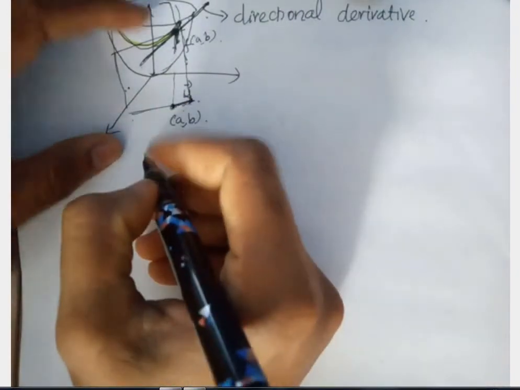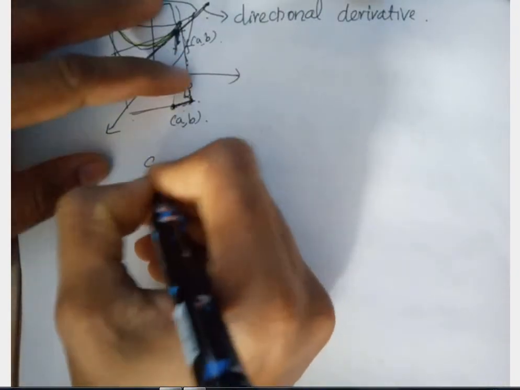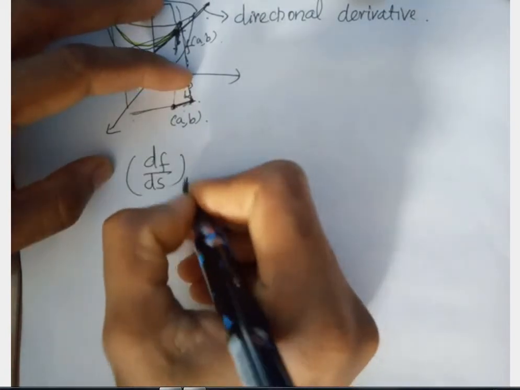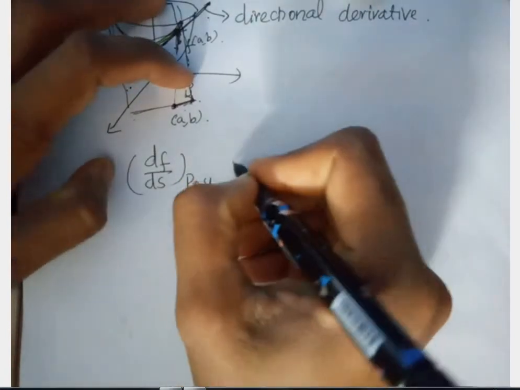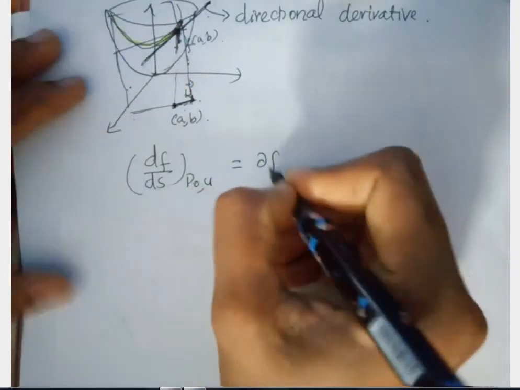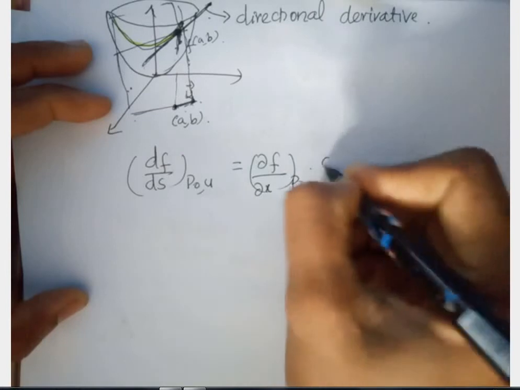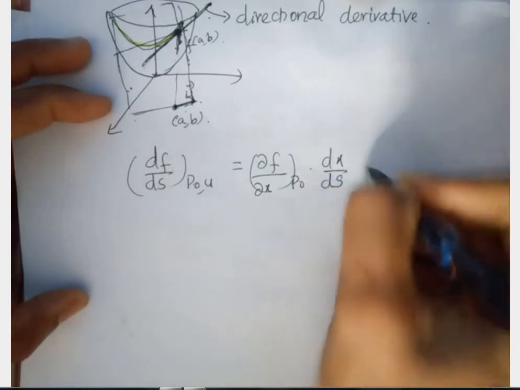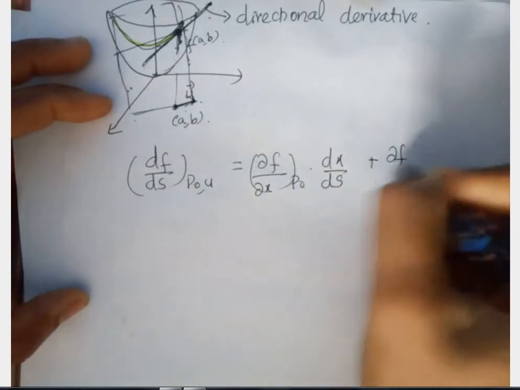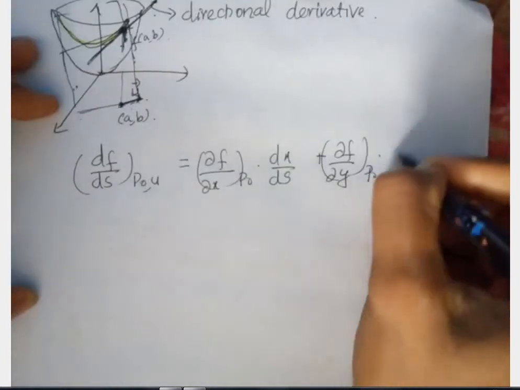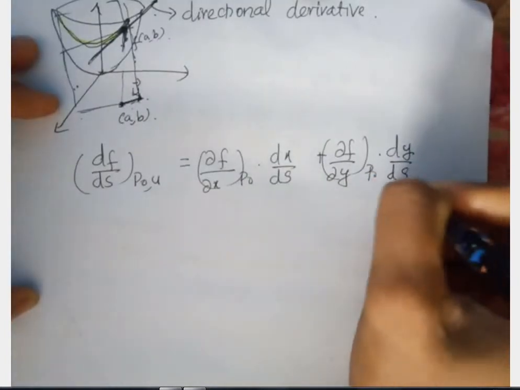I'm going to redefine this definition. We know that df by ds at the point P naught in the direction of u is equal to dou f by dou x at the point P naught into dx by ds plus dou f by dou y at the point P naught into dy by ds.